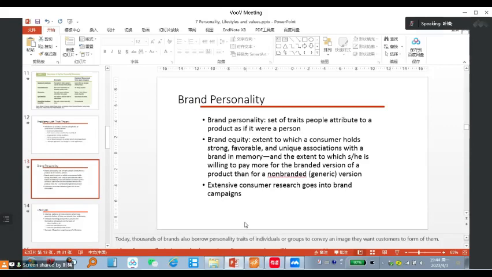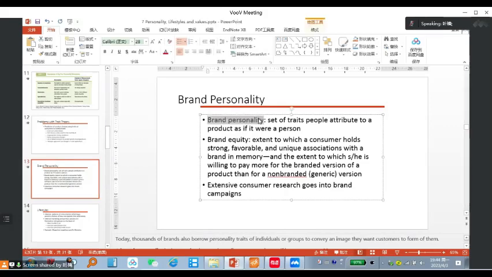And today, some brands borrow personality traits of individuals or groups to convey an image they want customers to form of them, which we call brand personality, which refers to a set of traits people attribute to a product as if it were a person, or traits attributed to a brand.